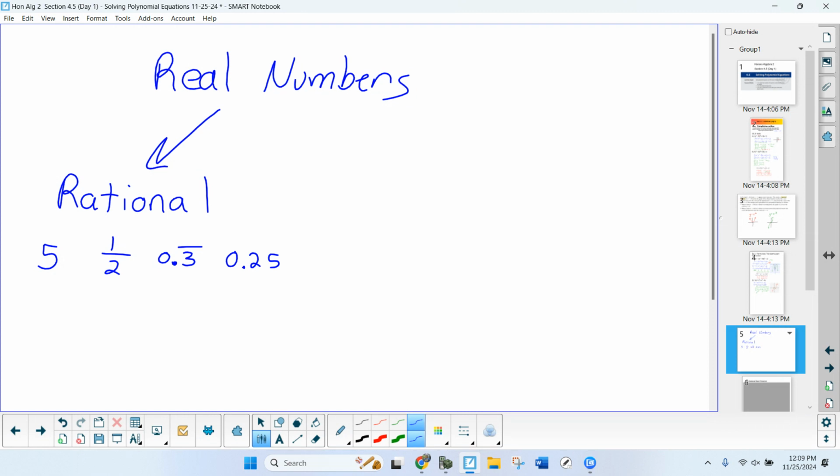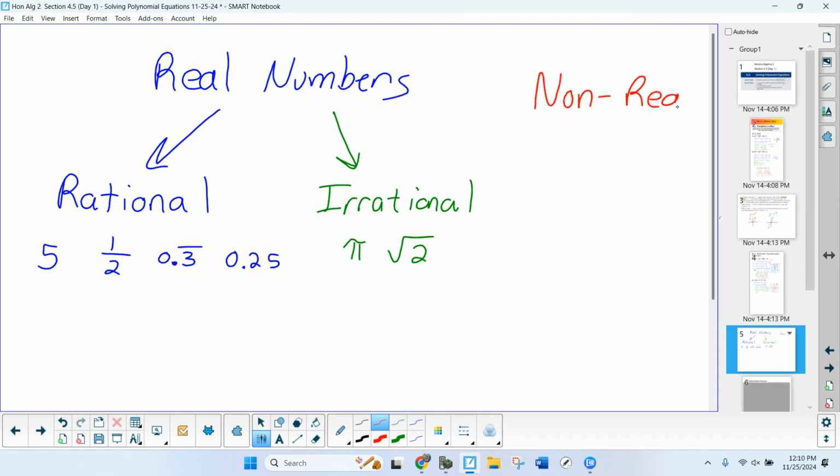Okay. So any decimal that terminates, stops, repeats, any number that's already a fraction or any whole number, those are all rational numbers. Then we have real numbers that are also irrational. These are still real numbers. They're just irrational. They can't be written as a fraction. Pi, square root of 2. Those are irrational numbers. But they're still real. In order to be a non-real number, what does it have to have in it?